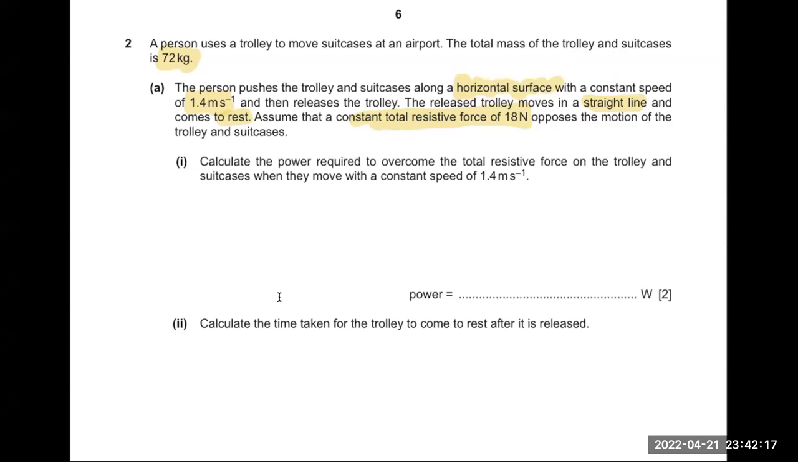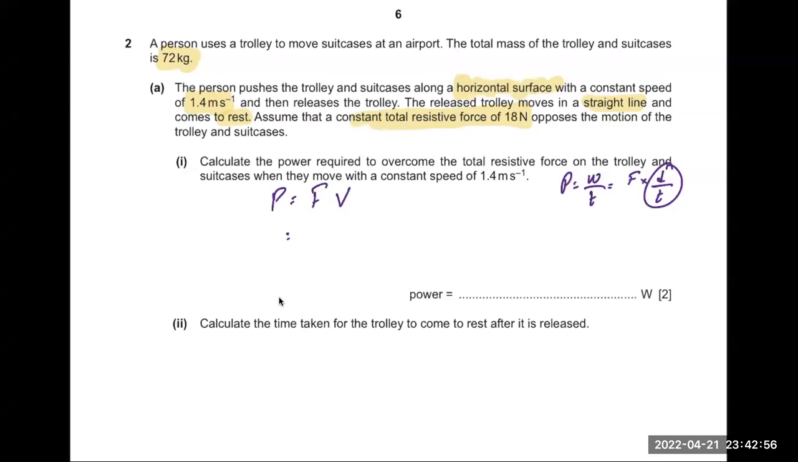Calculate the power required to overcome the total resistive force on the trolley and the suitcases when they move with a constant speed of 1.4 meters per second. So they're asking you for the power. They've given you the resistive force and they've given you the speed with which it moves. What formula? You can't use power as work done over time directly, but you do know that work done is force into distance upon time, which is velocity. So the formula that we use here is power is equal to Fv. You may know this formula directly or you'll have to derive it.